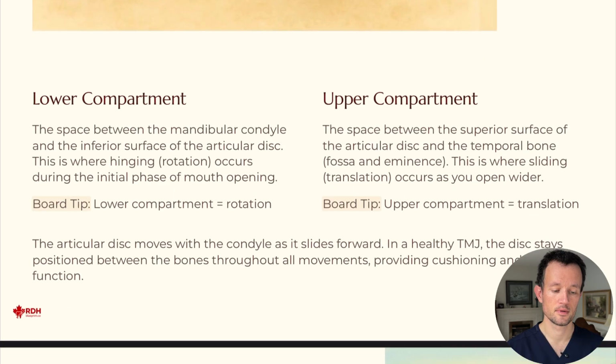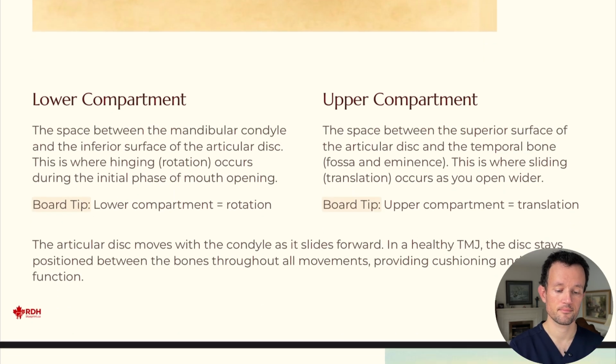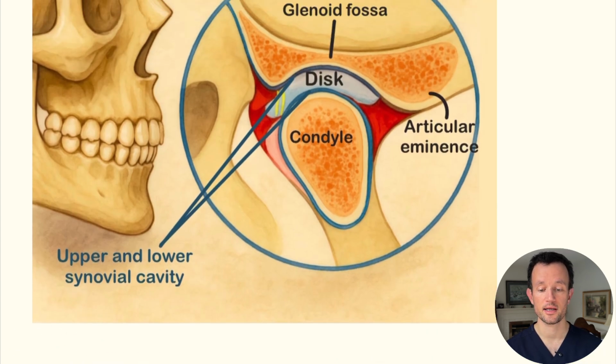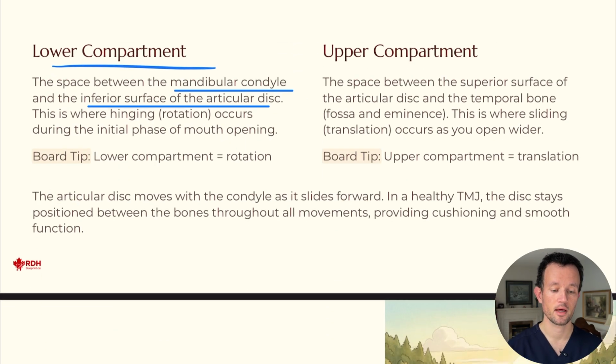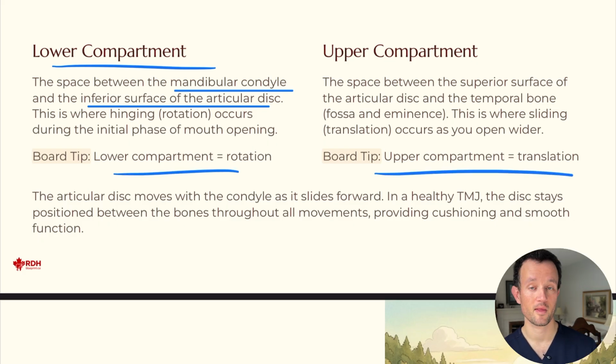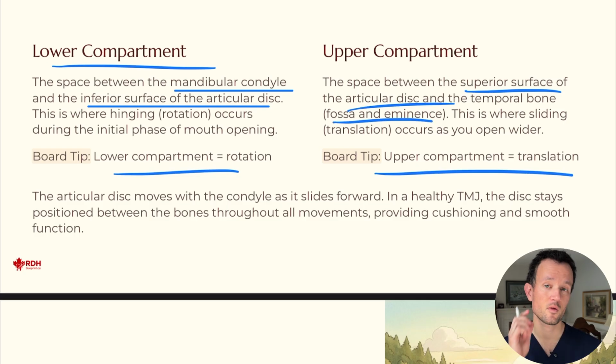Glenoid fossa. So the lower compartment is the space between the mandibular condyle and the inferior surface of the articulating disc, because the articulating disc has two surfaces. There's an upper and lower compartment. This disc actually has a little hollow part in the middle, so it can move freely. Okay. The lower compartment is involved in rotation. The upper part is with translation, meaning moving forward. So the space between the superior surface of the articulating disc and the temporomandibular fossa and eminence, this is where the sliding occurs.